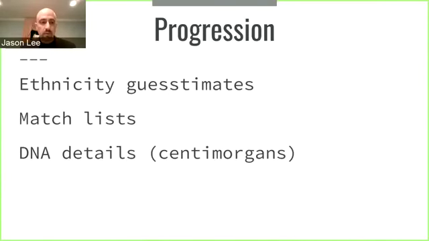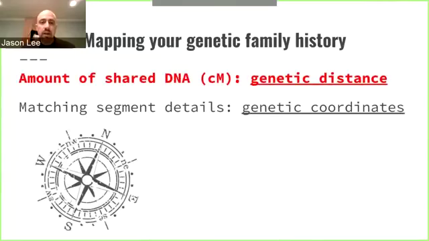So for me and for many of us, I think the progression in becoming familiar with Centimorgans starts with the general interest in the ethnicity reports, which leads to discovery of the match lists of mysterious cousins, and then we start to look at the DNA details, the most prominent of which are the Centimorgan values that are reported for our matches. And we want to put this in perspective.